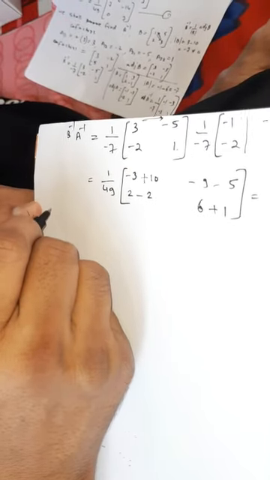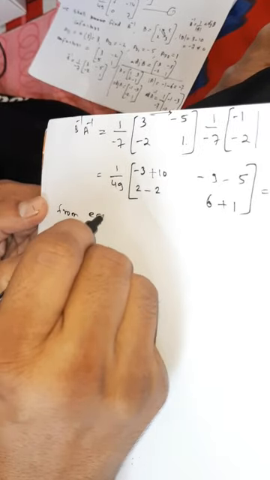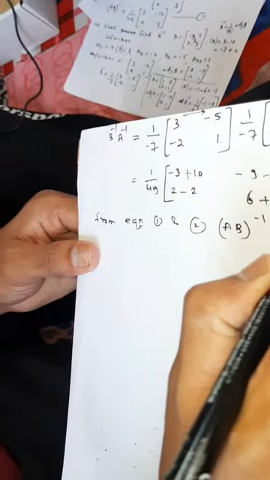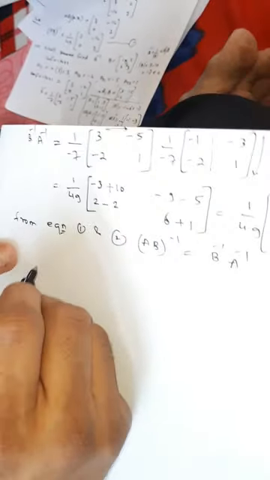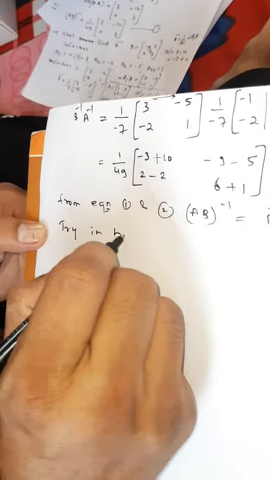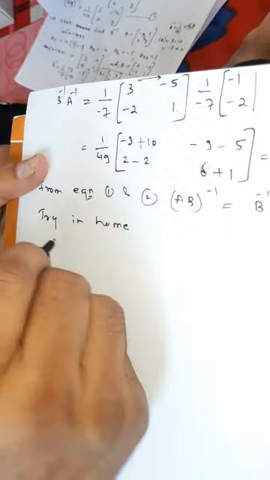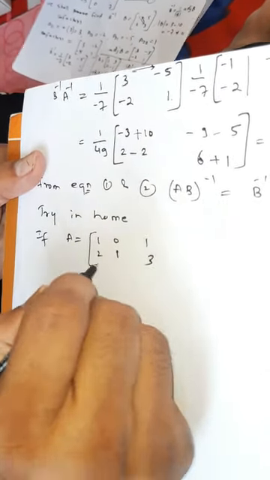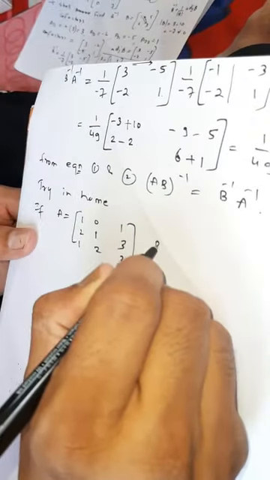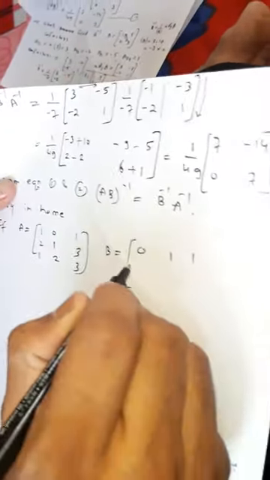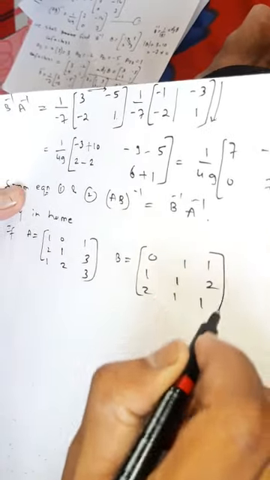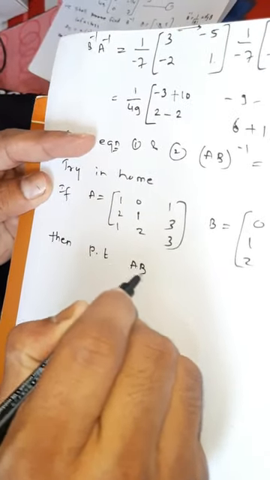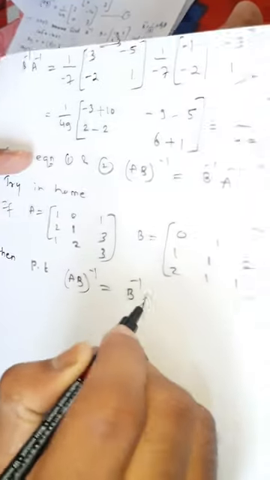So from equation 1 and 2, it is clear that AB inverse is equal to B inverse into A inverse. Now try at home another homework example, that is if A equals 1 0 1, 2 1 3, 1 2 3, B equals 0 1 1, 1 1 2, 2 1 1, then prove that AB inverse is equal to B inverse into A inverse.